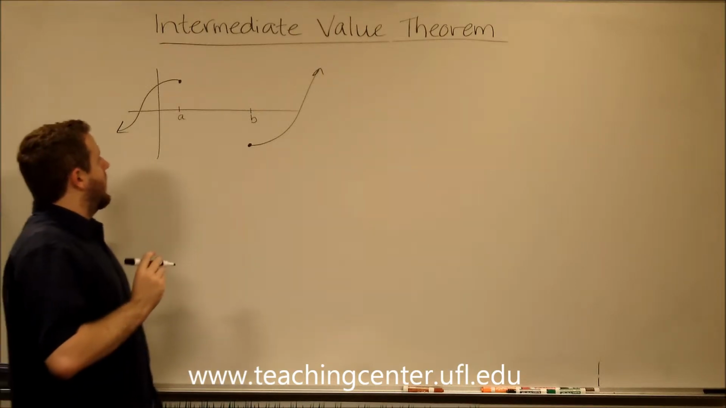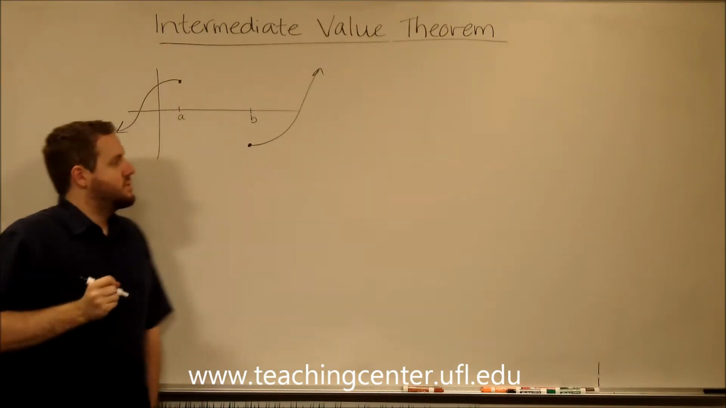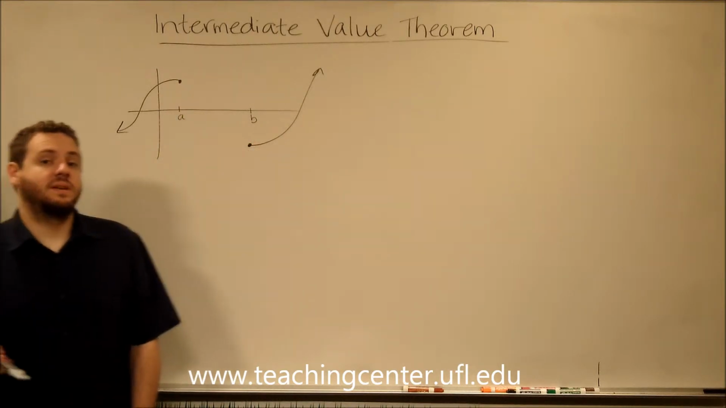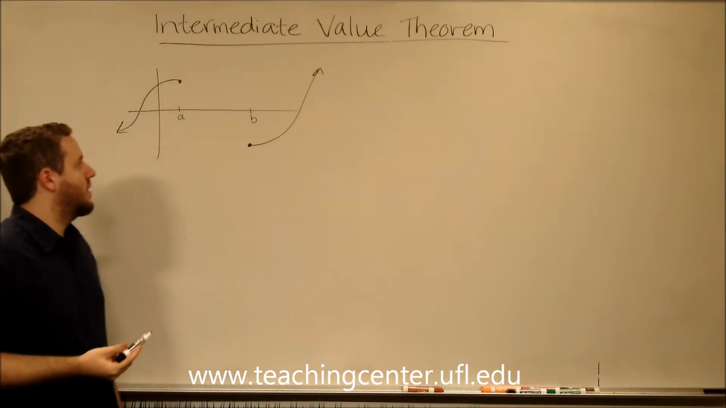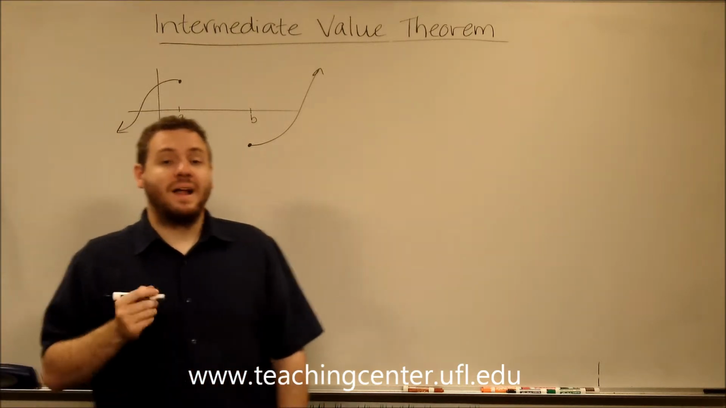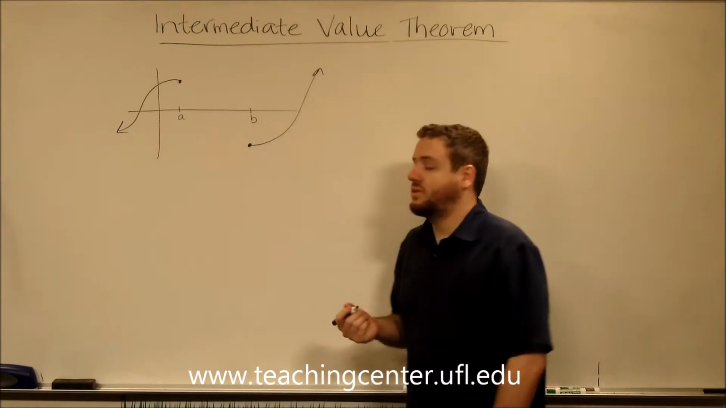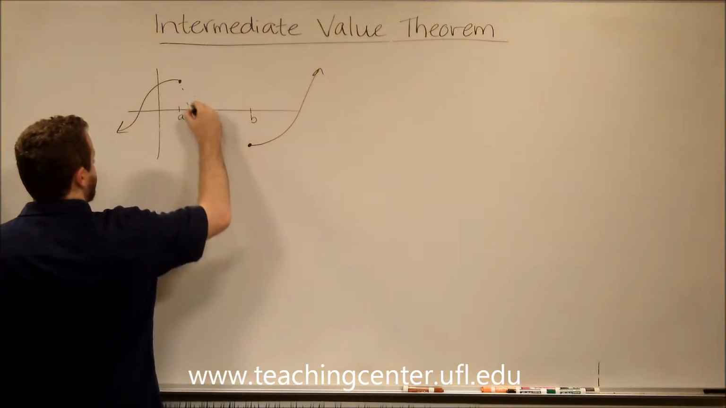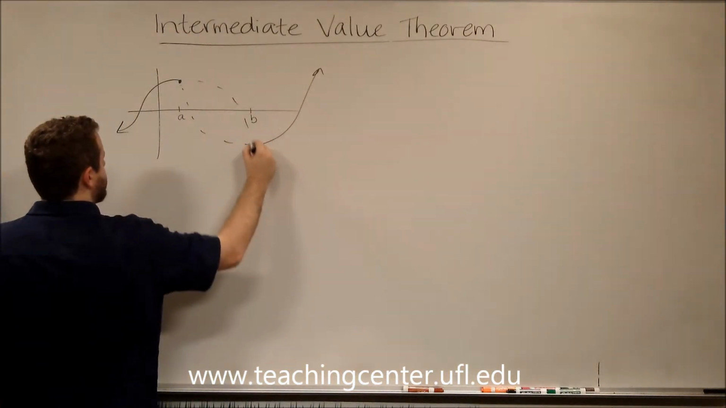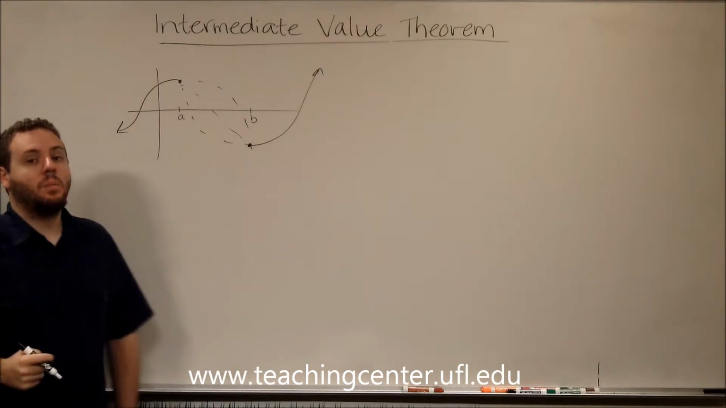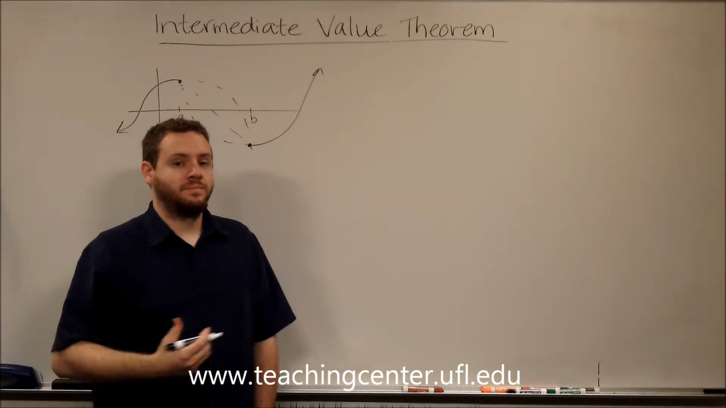So think about it like this. There's no way that I could draw a line from this point to this point, assuming that it's continuous, and not cross the x-axis. So that's the important part about the intermediate value theorem. It has to be continuous. The function that you're using has to be continuous. So no matter how I want to draw this, in a variety of different ways, I would have to cross the x-axis somewhere in between A and B.